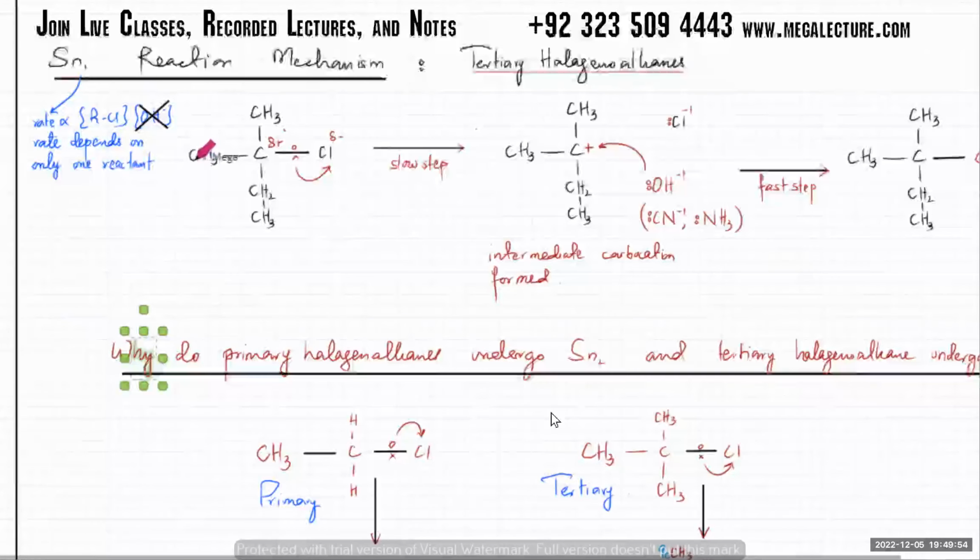I say it only depends on one reactant. So that's why it's called SN1. So why does it depend on only one reactant? Because which are the reactants? You've got this halogenoalkane and you've got OH minus. These are your two reactants. Halogenoalkane, Cl breaks off, the OH comes in. These are your two reactants.